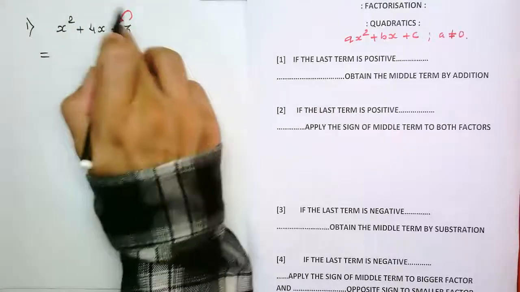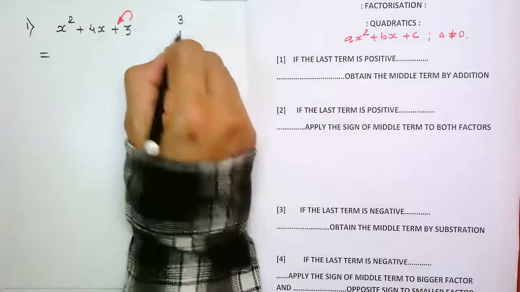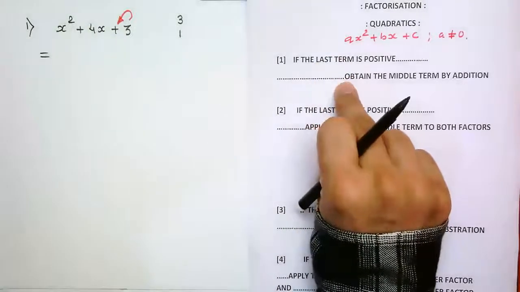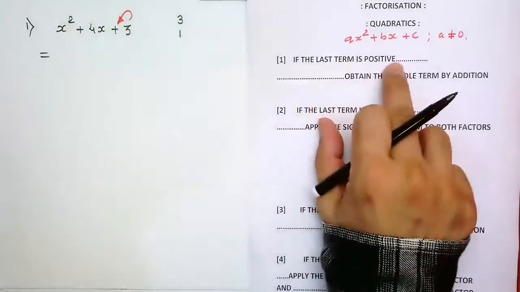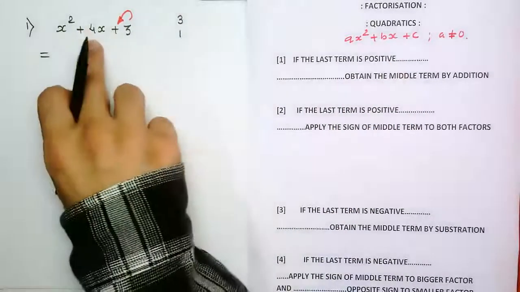So the factors are 3 ones are 3, and 3 plus 1 is 4. So I followed this rule number 1. If the last term is positive, obtain the middle term by addition. 3 plus 1 is 4.